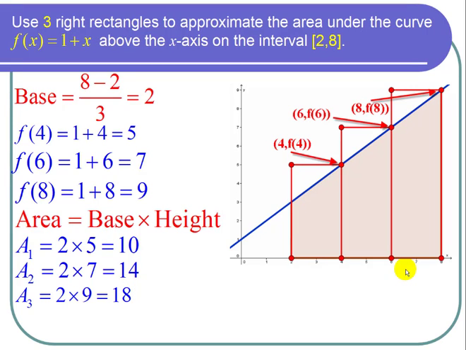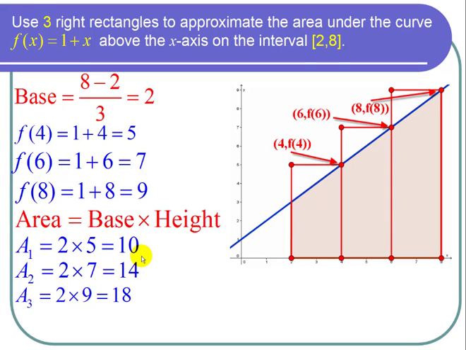So now let's look at the third rectangle. Now we're going to go from 6 to 8 for the base, and then we're going to move up from 8 to f of 8. F of 8 is 1 plus 8, which is 9, and that'll be the height of the third rectangle. So the area of the rectangle is the base times the height, which is 2 times 9, which is 18.